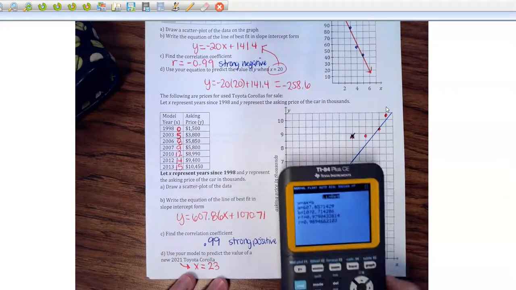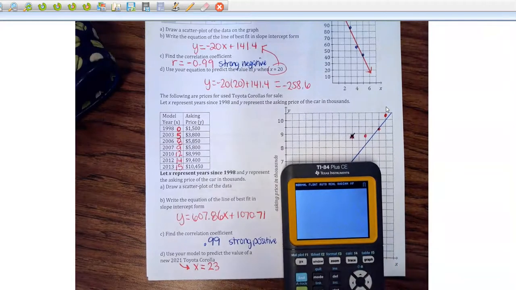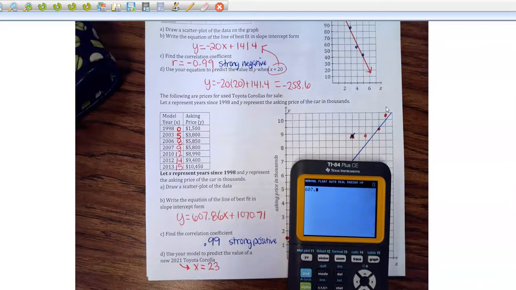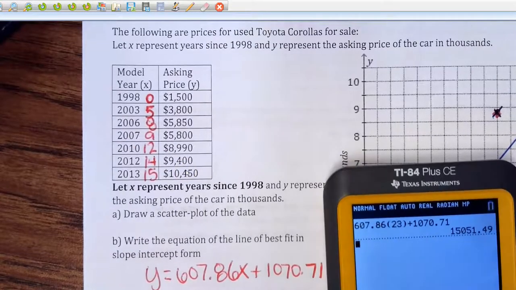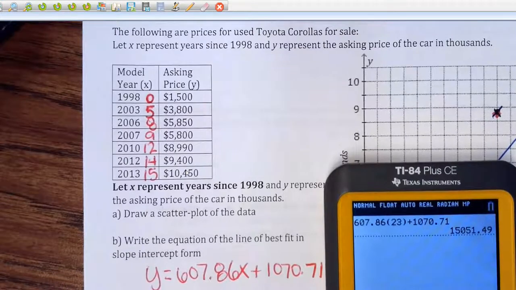Okay, now remember, if you're in a screen you don't want to be in, just 2nd Quit, get out of there. And I'm going to do that 607.86, multiply that by 23, and then add the 1070.71. And so the predicted value there, let me zoom in so you can actually read what it says. So about 15,051.49. That would be our prediction for that last question. And if you want to look this up online, you'll see that's not the greatest prediction right now with the way car values are. They're actually a little bit more expensive, probably closer to 19,000. But you can see the estimate could be kind of close.